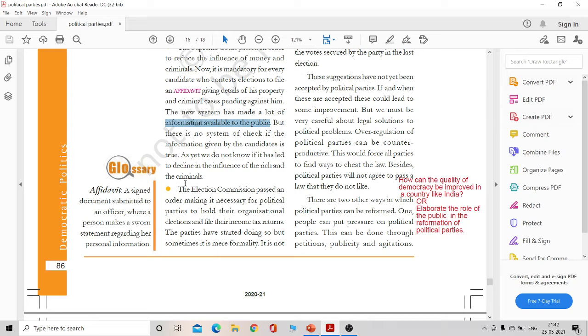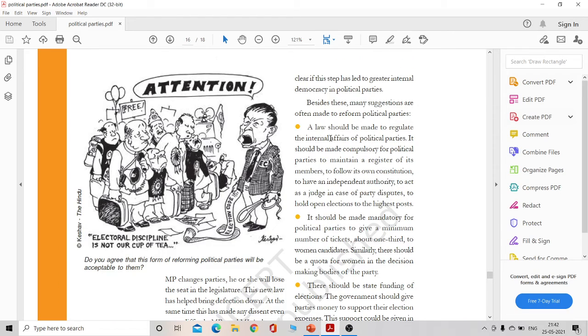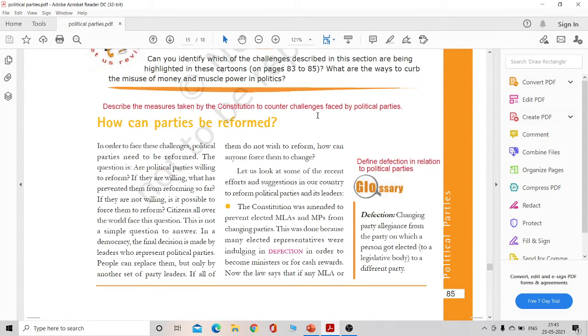Another thing is the Election Commission passed an order making it necessary for political parties to hold their organization elections and file income tax returns. This is a very important point, right? So the parties have started doing so, but sometimes it's a mere formality. So that is all about honesty. But these are the constitutional measures taken to counter challenges faced by political parties.